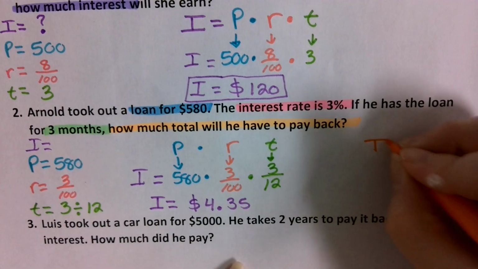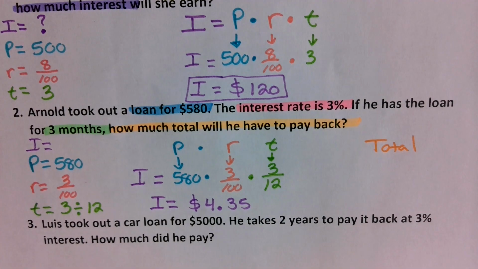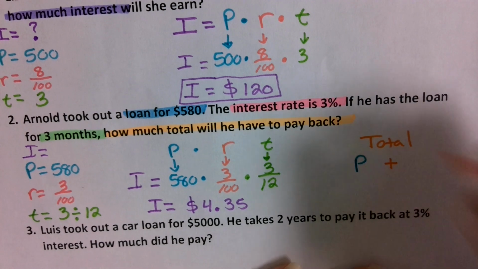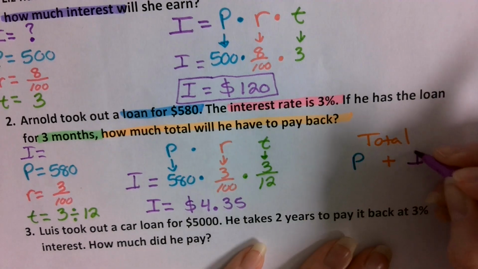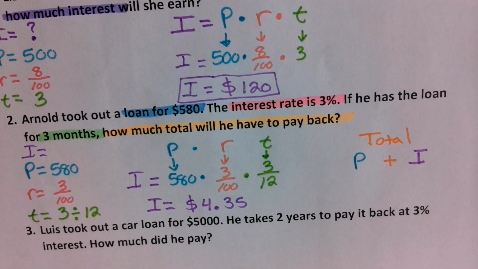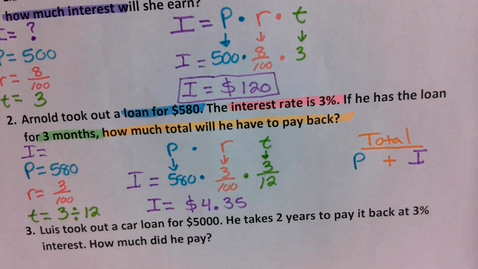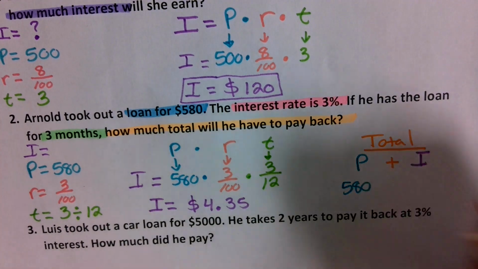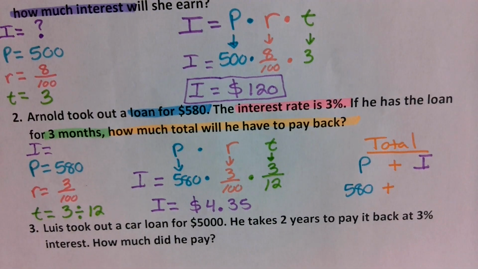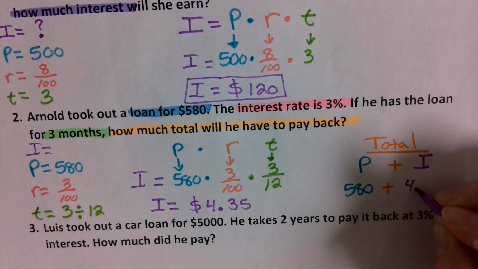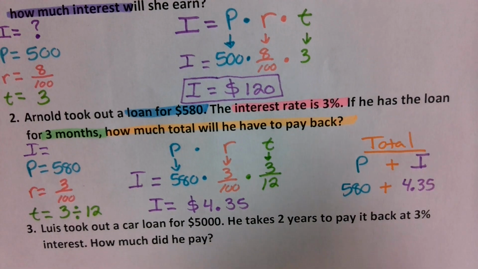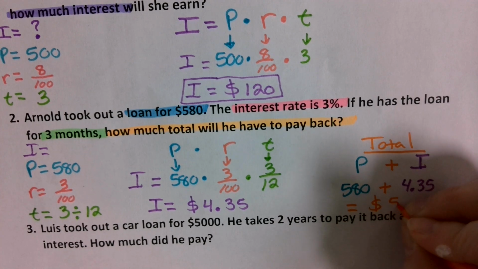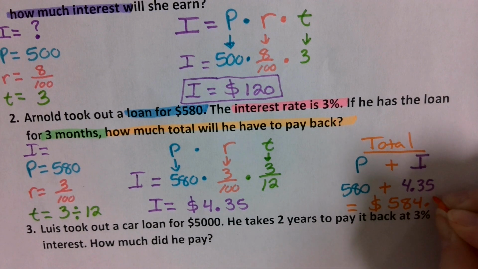So to calculate the total, we're going to take your principal and add your interest. You would take the principal amount, which was 580, and add the amount for your interest, which is $4.35. So the total amount of money that he's going to have to wind up paying back is $584.35.